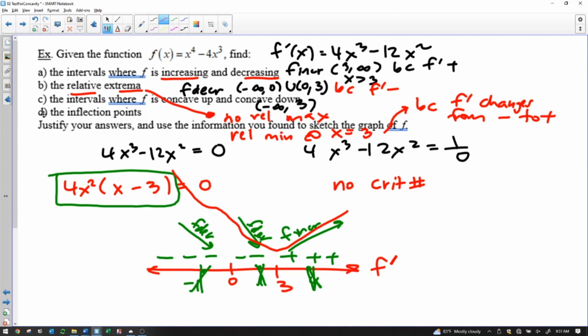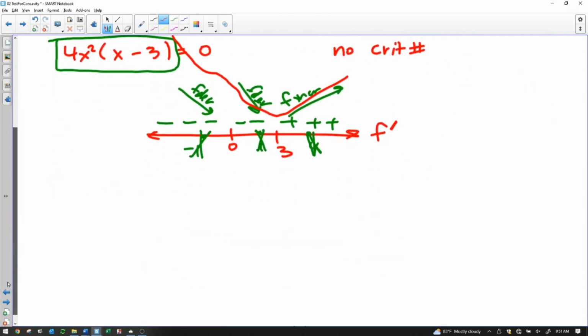Good. So finally, now they're asking you, where are you concave up and concave down? So let me show you how to do that. Concave up, concave down, POIs are second derivatives. Can you memorize that? Relative max, relative min, increasing, decreasing, first derivative. Concave up, concave down, POIs, second derivative.